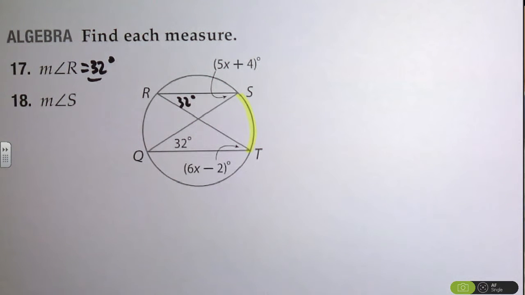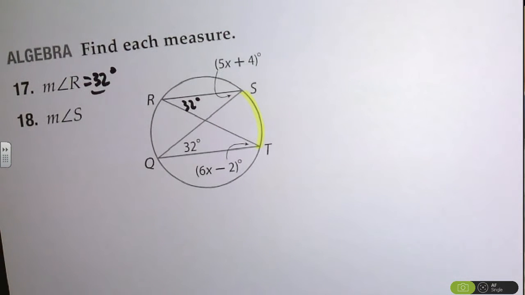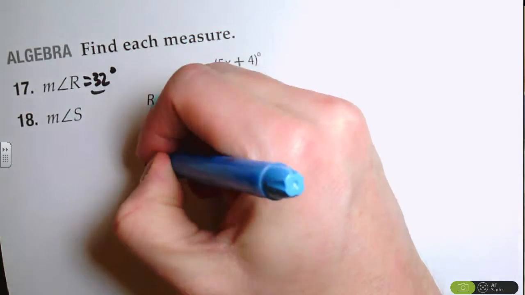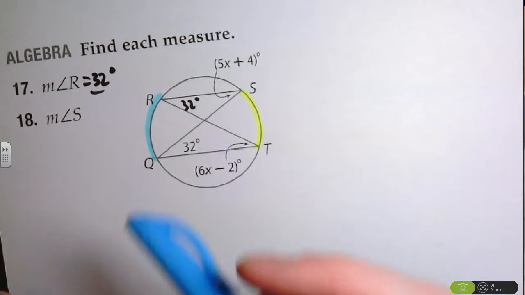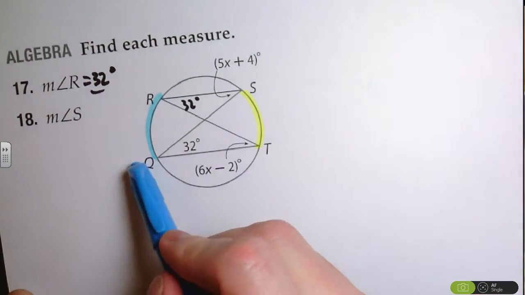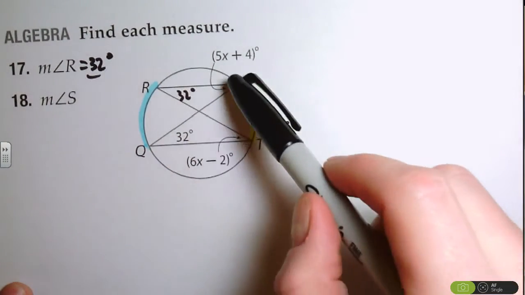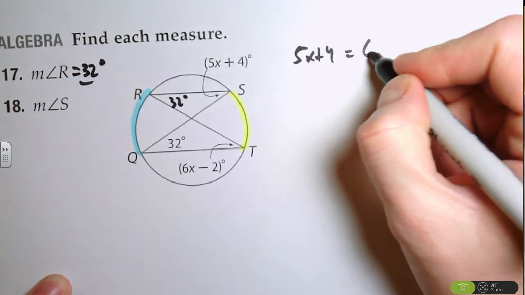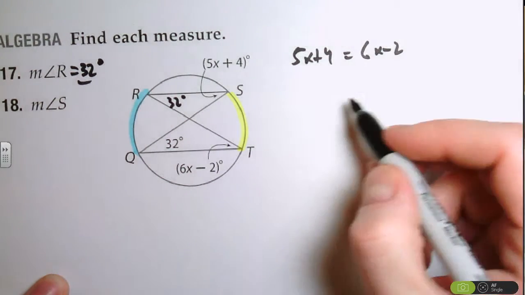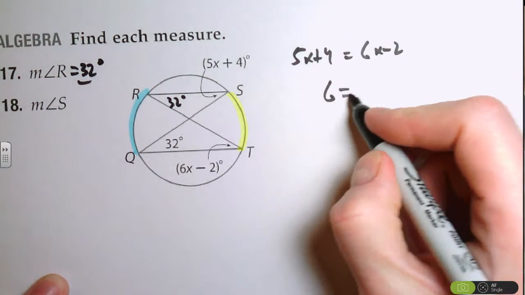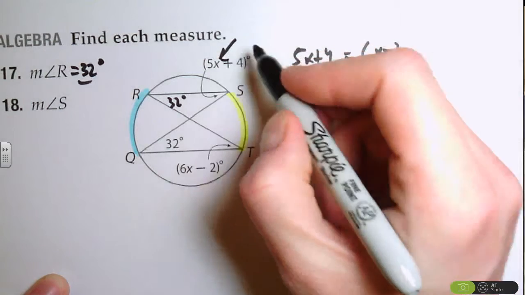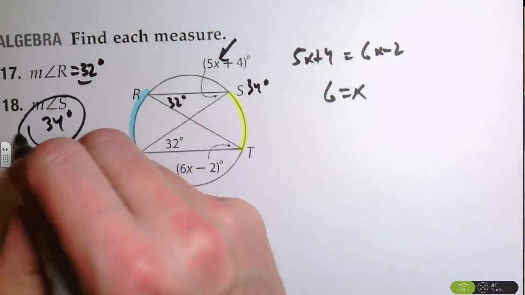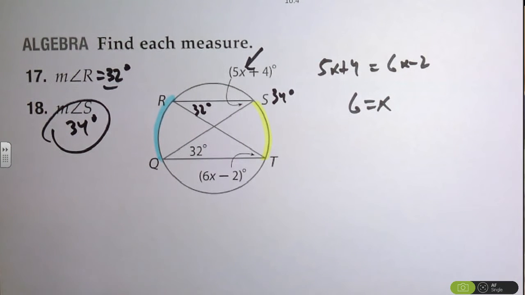Now it works the opposite way for solving for angle S. Angle S and angle T have the same intercepted arc of RQ because it's RSQ and RTQ. So these two angles of 5x plus 4 and 6x minus 2 have to be equal. So subtract 5x, add 2, you get 6 equals x. So when you plug 6 in for x, you get 34 degrees. And that's 18.